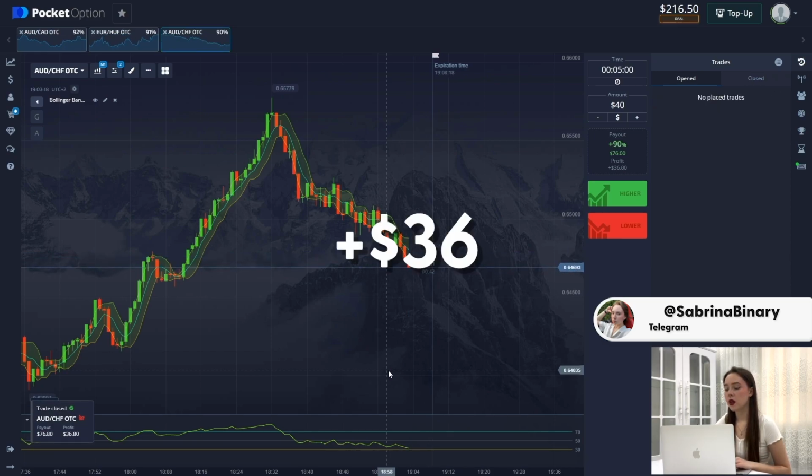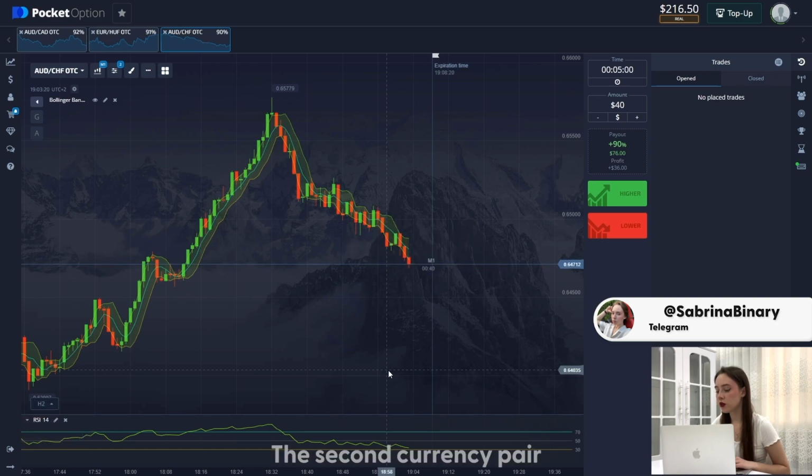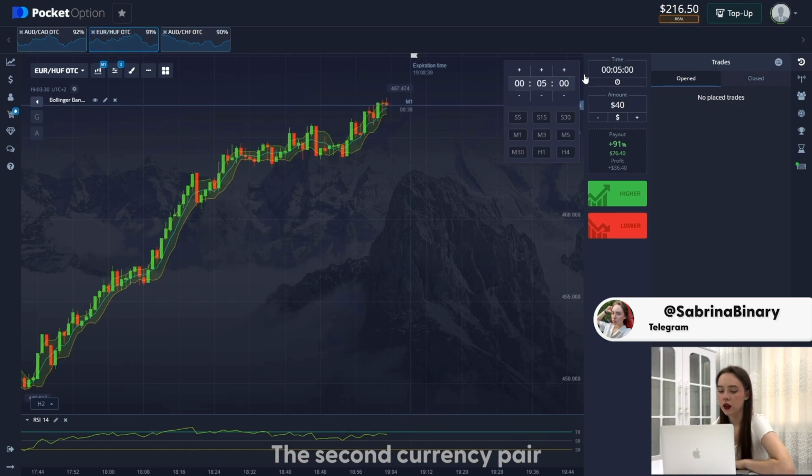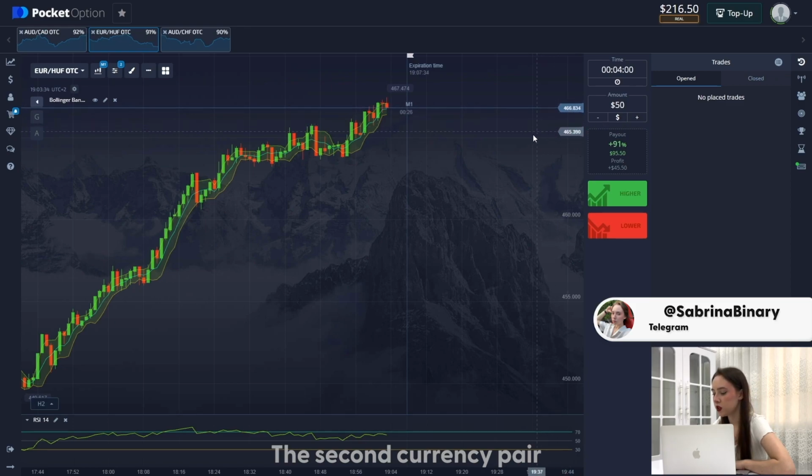Well, trader, our first deal has closed in plus and we're moving on to the next currency pair. Oh, it's a wonderful currency pair, but before trading, I will reduce the time frame to 4 minutes and increase the amount of the trade. In this case, it's better to open a deal on the price decrease.